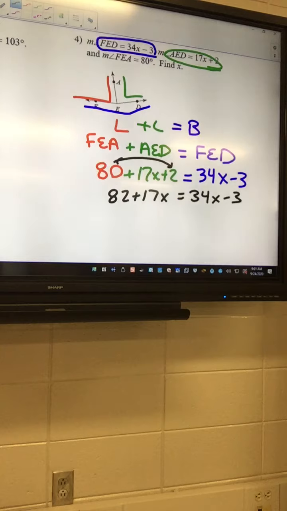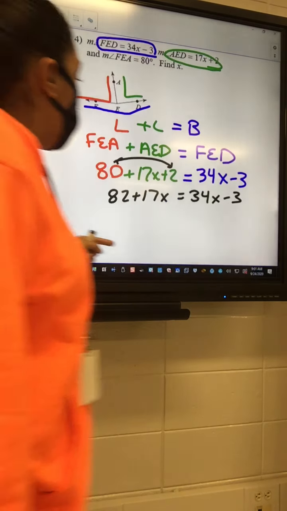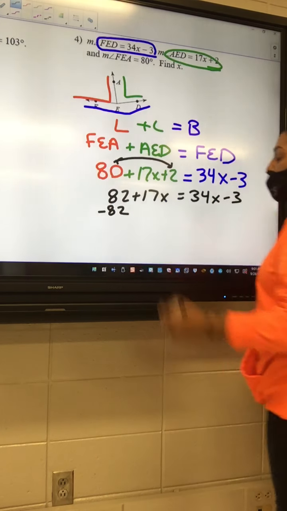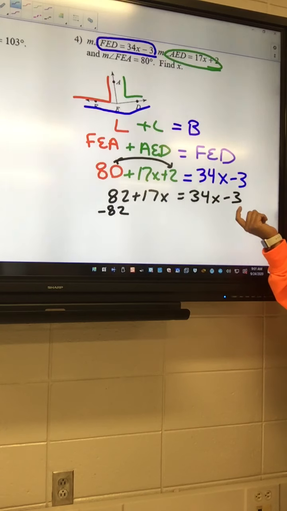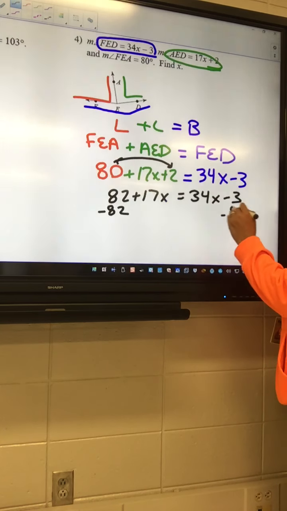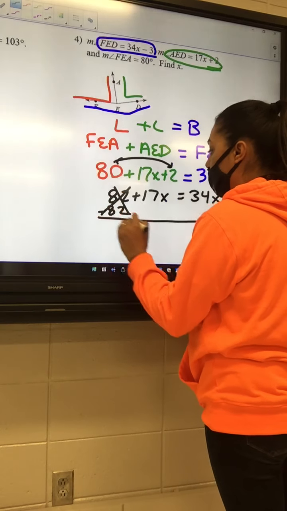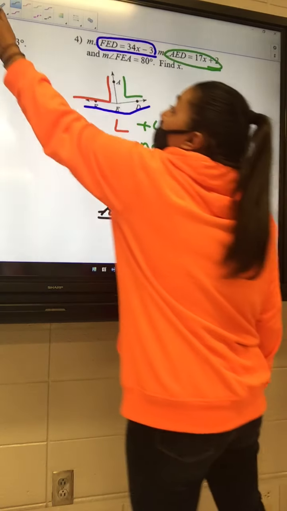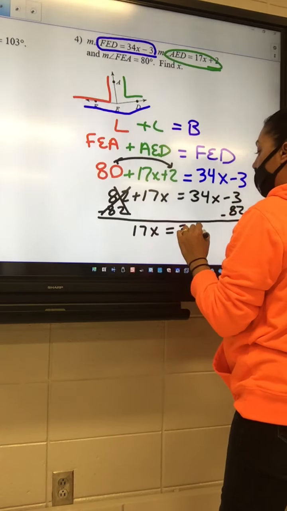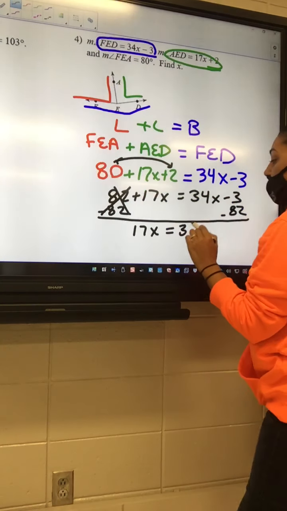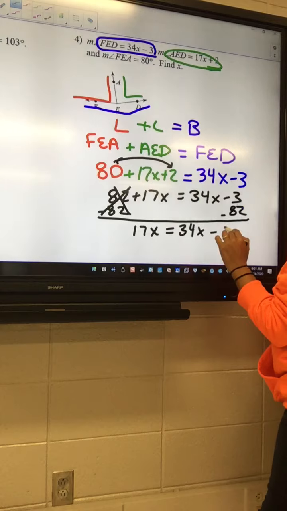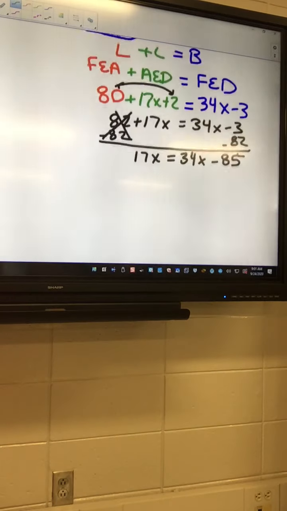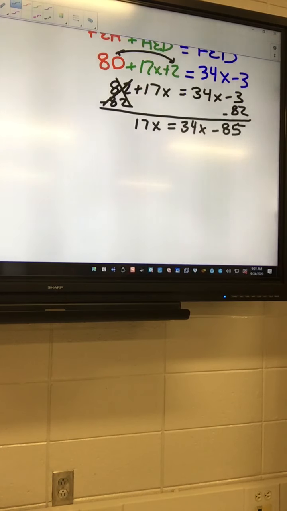Okay, so is 82 a letter or a number? Number. Perfect. So we're going to subtract 82. And where does it go, under the 34x or the minus 3? The minus 3, so minus 82. So do I type in 3 minus 82? Negative 3 minus 82. So now I got 17x equals 34x minus 85.